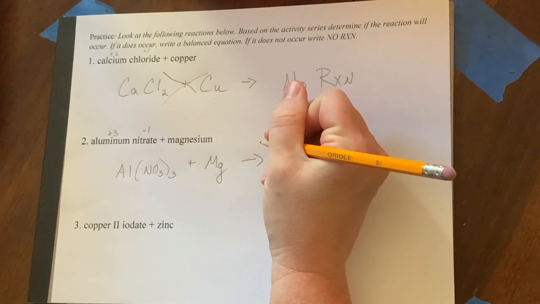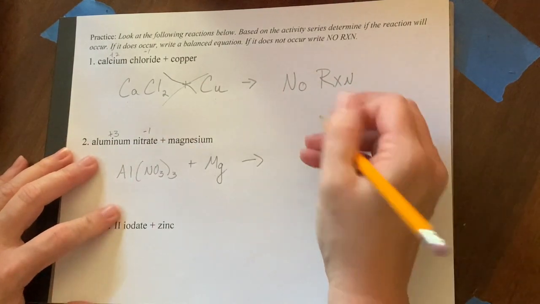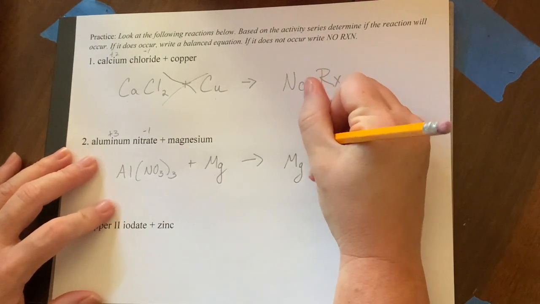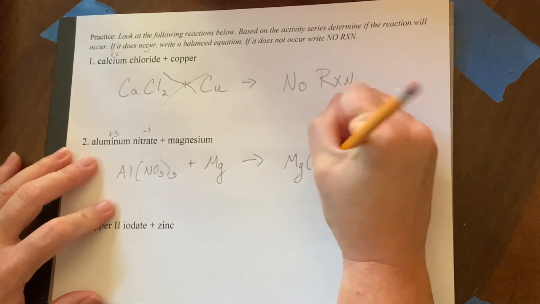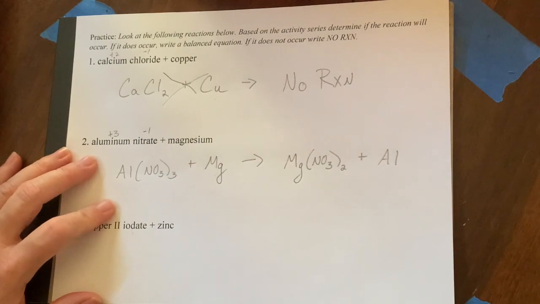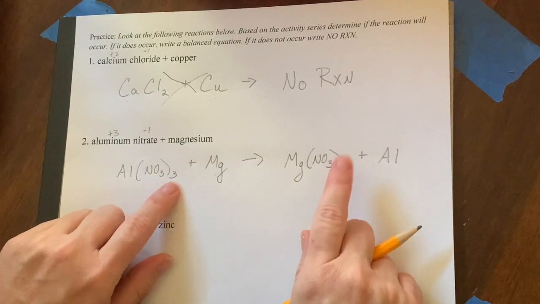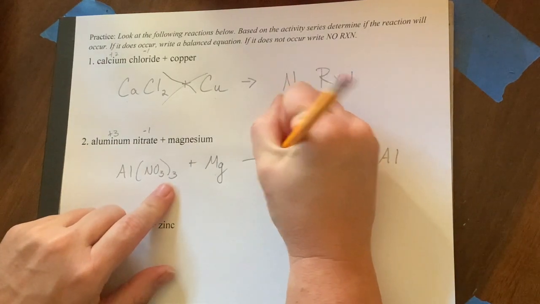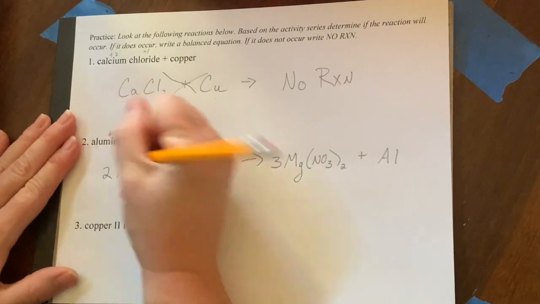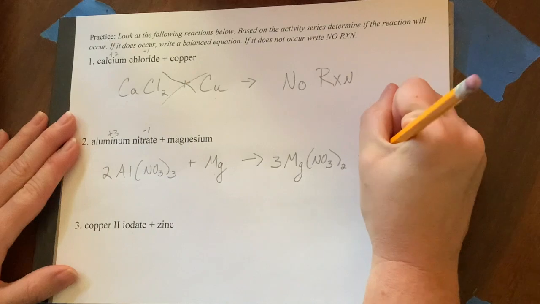So I'm going to go on ahead and balance this. The magnesium is going to kick the aluminum out, giving you magnesium nitrate. Magnesium stays +2, so we're going to need 2 nitrates. And then that aluminum gets kicked out. I now need to balance. I see right away I have a 2 and 3 situation. So I'm going to put a 3 in front of magnesium nitrate to give me a total of 6 nitrates. I'm going to put a 2 in front of the aluminum nitrate. And now I need to balance my lone elements.